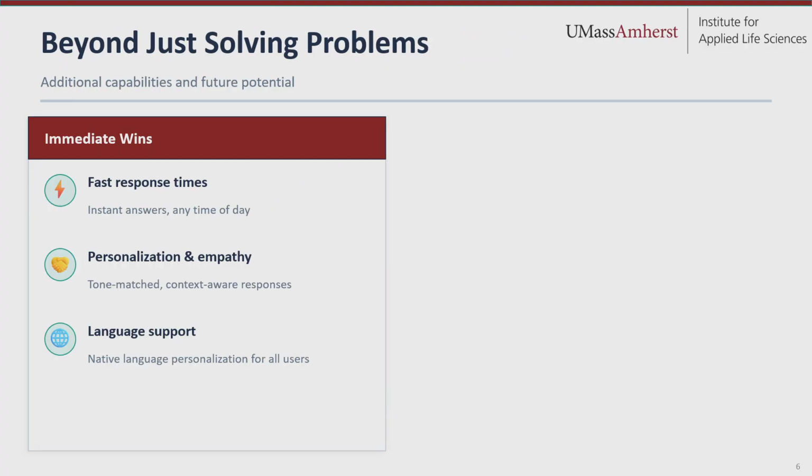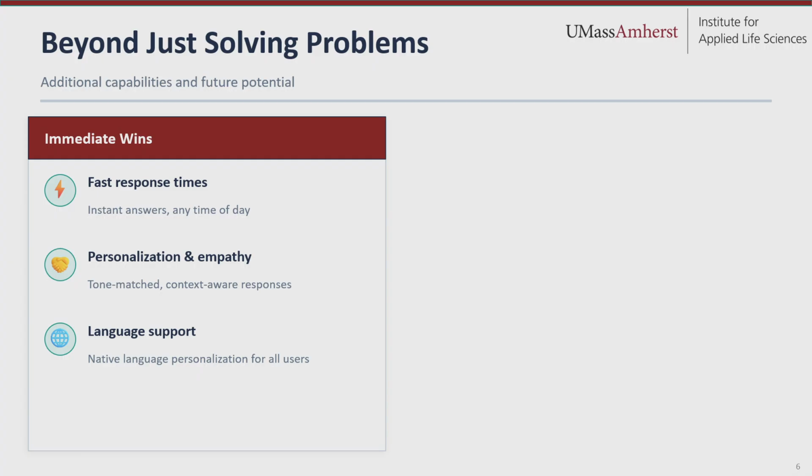Okay, so beyond just solving problems, what else can it do? Obviously it can give an immediate response time. So even if I'm in a meeting or my staff is not around, it's going to answer the question right away if it knows it. There's no delay, really. We're going to go into prompt engineering a little bit, but the tone is matched to how I want it to sound, and it's context aware, so it's only using the right knowledge base.